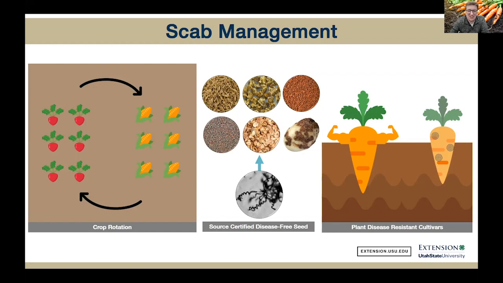And then lastly, I just say rotate crops. You can implement crop rotations with your root crops like carrots, radish, turnips, and potatoes with non-susceptible crops like corn, alfalfa, and other small grains.